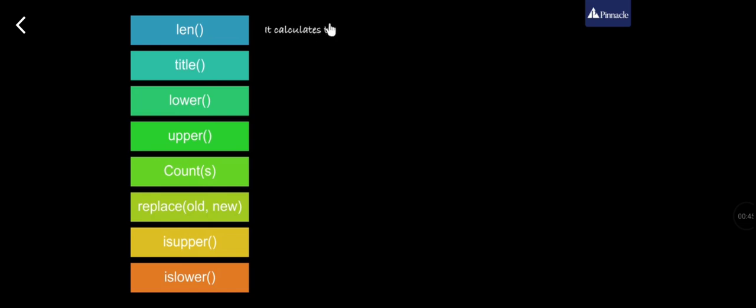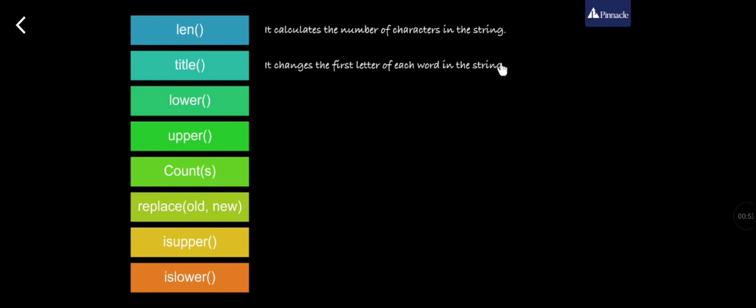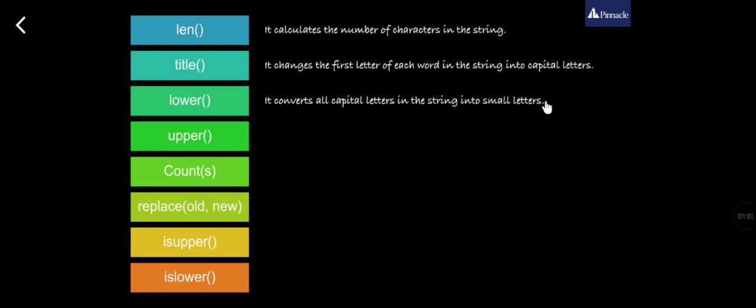Len function calculates the number of characters in the string. Title function changes the first letter of each word in the string into capital letters. Lower converts all capital letters in the string into small letters. Upper converts all small letters into capital letters.